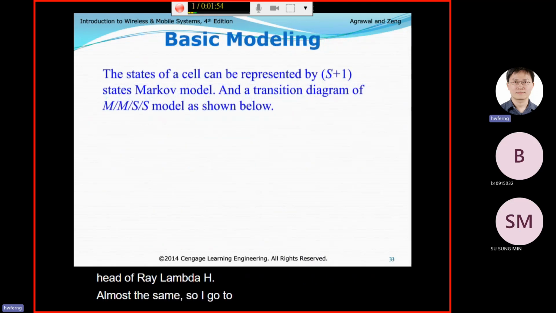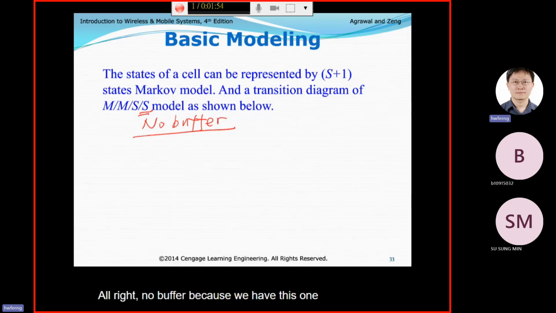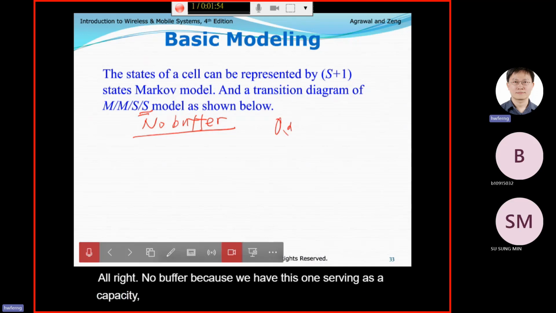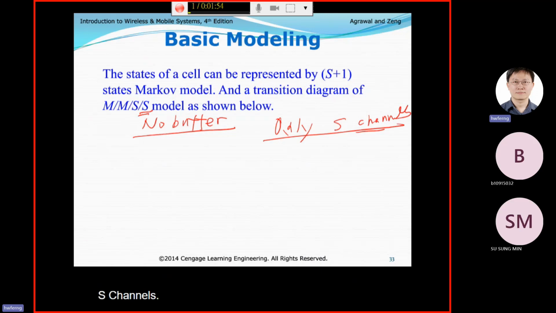This time we have S channels and no buffer. All right, no buffer because we have this one serving as the capacity. So only S channels. All right, so that's it. Maybe I reserve it, and we have the discussion.